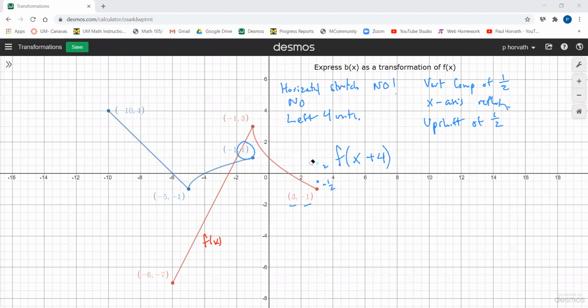So what does that mean for f of x? The vertical compression by a factor of a half, we're going to have that half out front. The x-axis reflection, well, that multiplier is going to be negative, and then an upshift of half a unit, plus 1/2, and we're done.